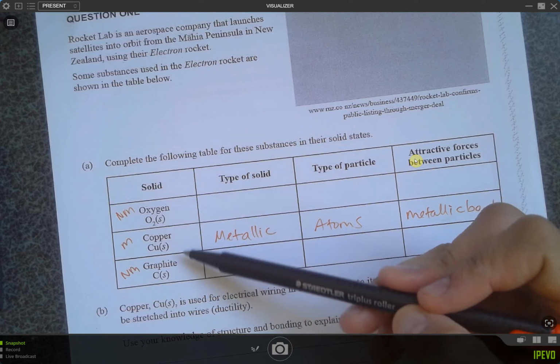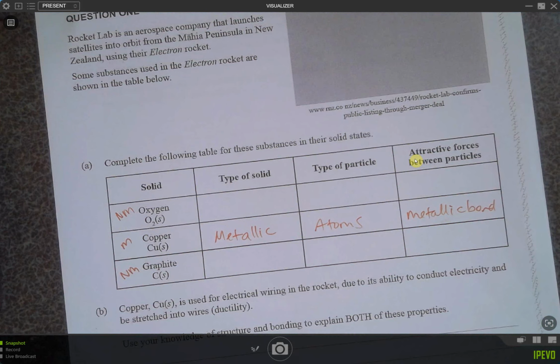Now, both of these are non-metals, so that gives me the choice of either covalent network or covalent molecular, and I need to figure out which one's which. The thing to remember is if you are not sure, read the rest of the question to see if there's hints to help you. The other hint is that you should only have one of each type of solid. So pick one as your covalent molecular and the other as your covalent network.